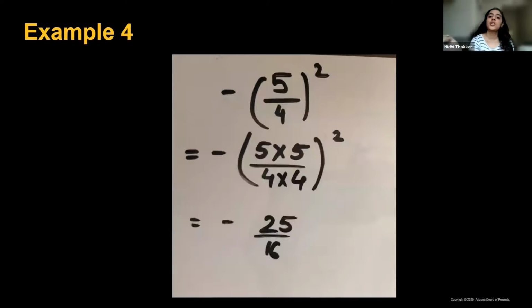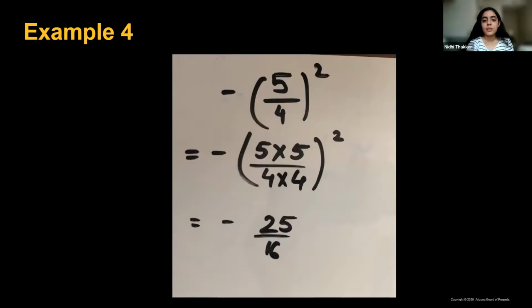In the next question, we have the negative outside of the bracket. So here we won't calculate the negative inside the bracket. It would just stay outside, and we can use that negative later. We'll keep the negative outside and just do 5 into 5 in the numerator and 4 into 4 in the denominator. This would give us 25/16. Then we remove the brackets and put that negative sign in front of it. So that would be -25/16.